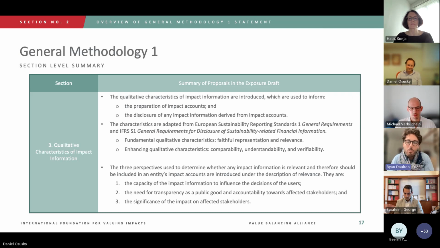Section 3, we propose the qualitative characteristics of impact information. These are the principles we use in all components of the impact accounting system, but more specifically to inform the preparation of impact accounts, and then the disclosure of any impact information derived from impact accounts. And the principles are flexible enough to apply to both of those scenarios, and are something that should be considered as a corporate entity or investor is going through the process of preparing impact accounts and impact information. The characteristics are adopted from the ESRS, European Sustainability Reporting Standards 1 document general requirements, and also from the IFRS S1 general requirements for disclosure of sustainability-related financial information.